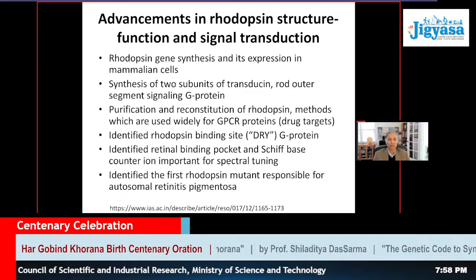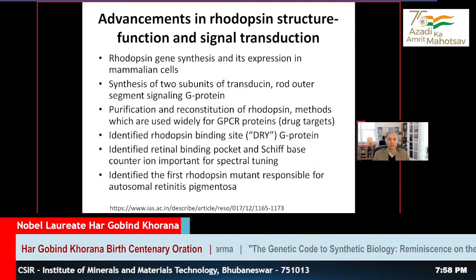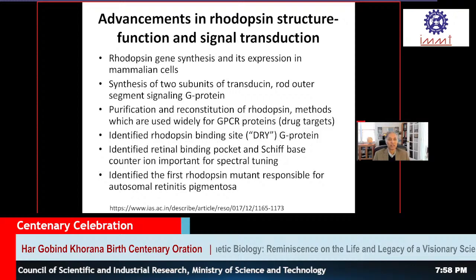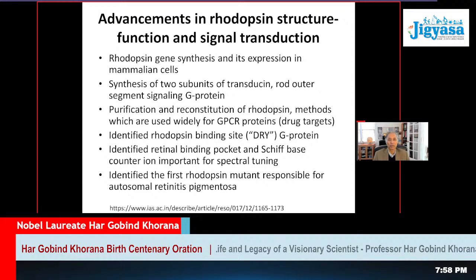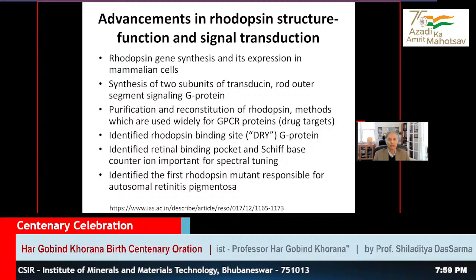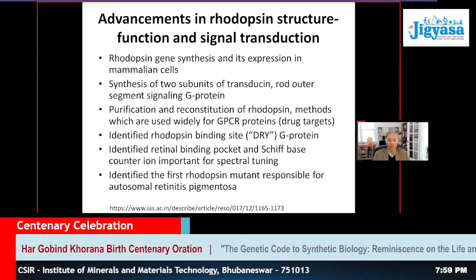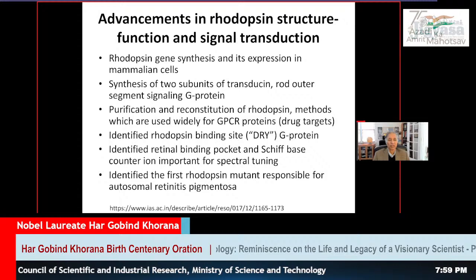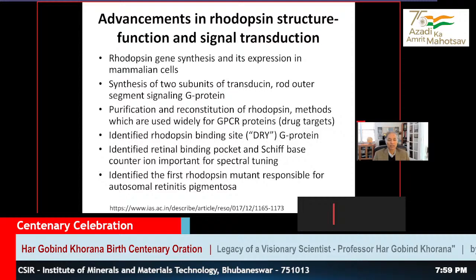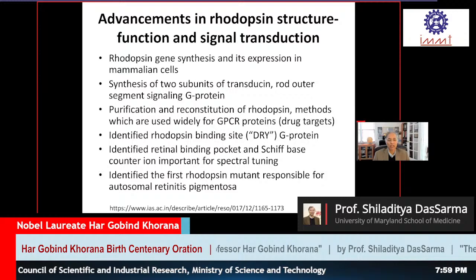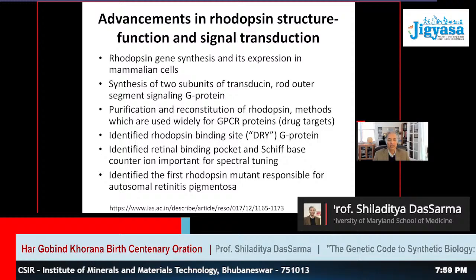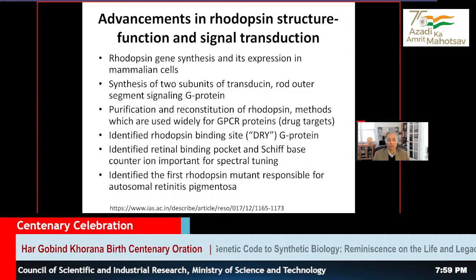But just to summarize, after gene synthesis, he expressed the protein in mammalian cells. He also synthesized and expressed two subunits of the G protein transducin. He purified and reconstituted rhodopsin, and the methods that he developed are widely used for these types of proteins called GPCRs, which are very common in mammalian cells and are drug targets. He identified the G protein binding site on rhodopsin. He also identified the retinal binding pocket and the Schiff base counterion that's important for spectral tuning. And he identified the first rhodopsin mutant responsible for autosomal retinitis pigmentosa, which causes blindness.